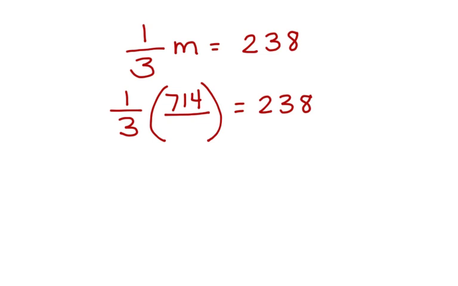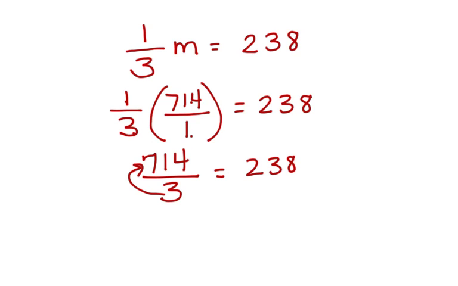714 is a whole number, so we're going to put it over 1. 1 times 714 is 714. 3 times 1 is 3, equals 238. Now let's divide 3 into 714, and we get 238 is equal to 238. Our answer checks and our work is complete. So we can say with confidence that Sam made a total of $714 this summer.